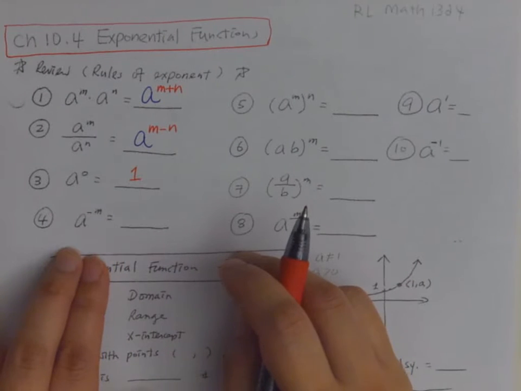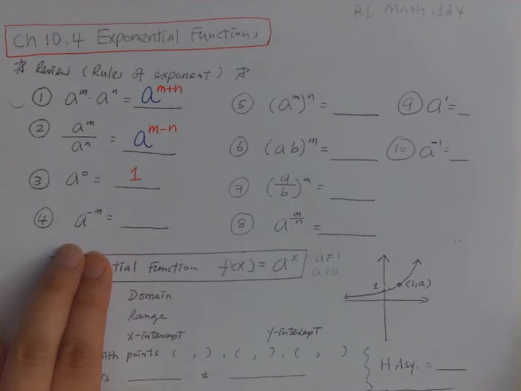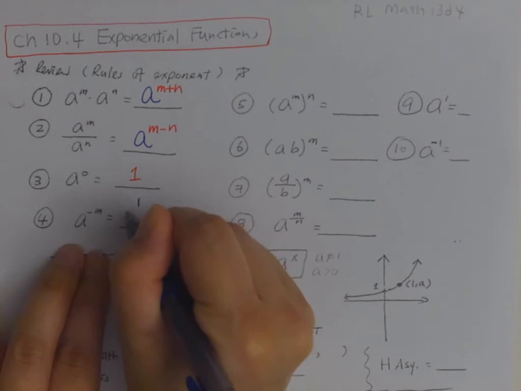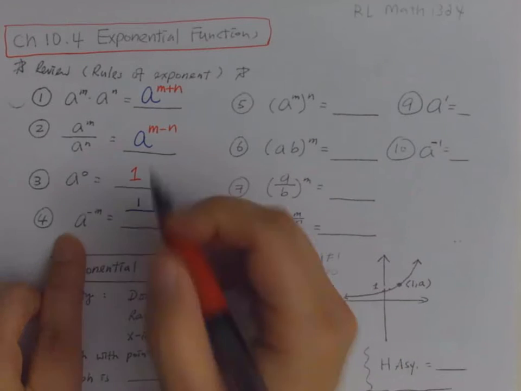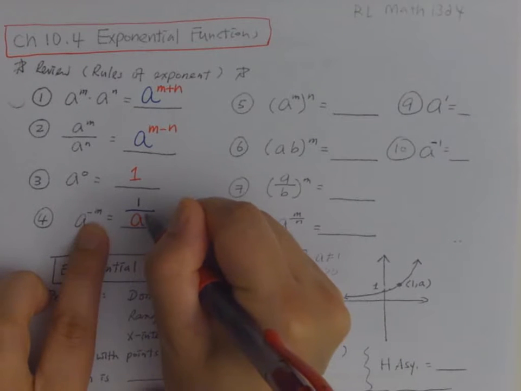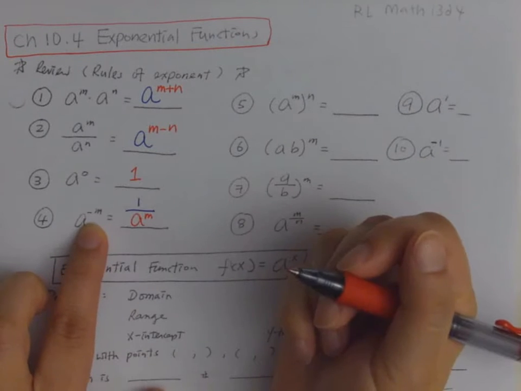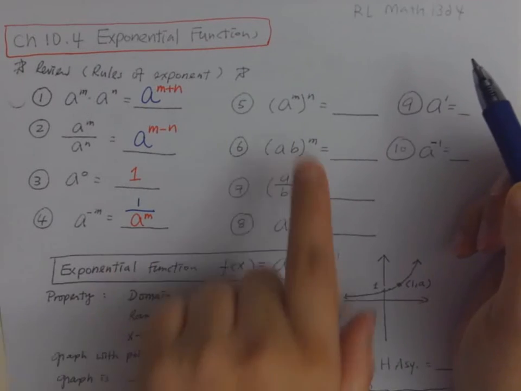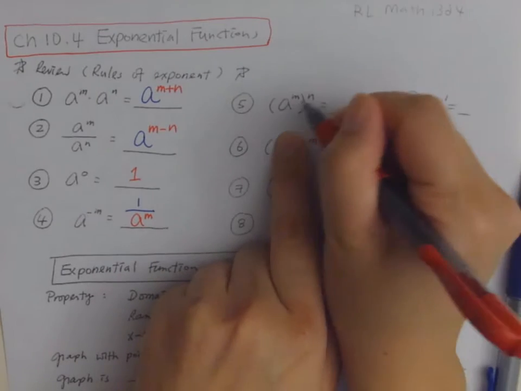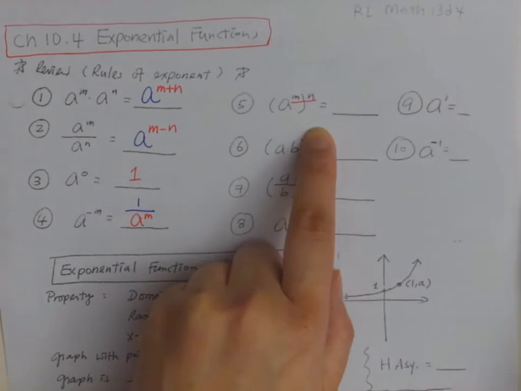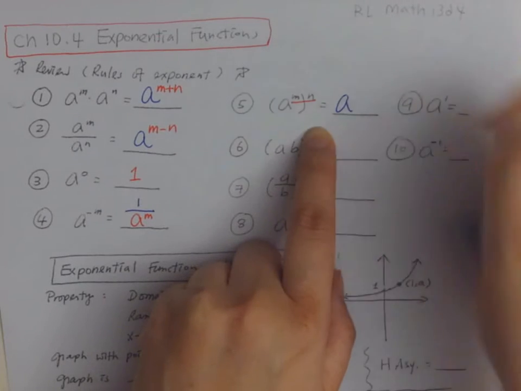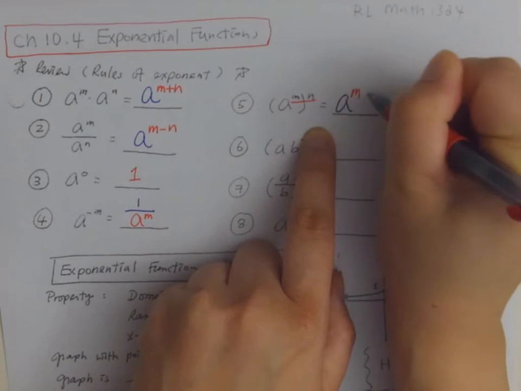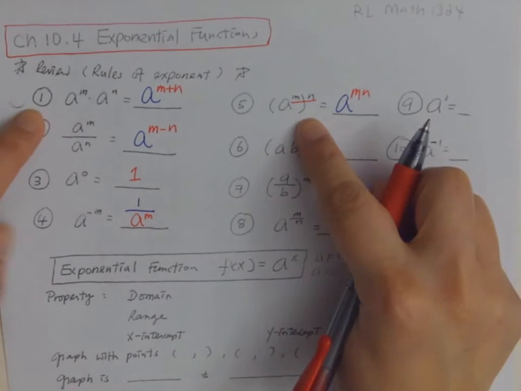And anything raised to the 0 power is going to be 1. And when you have a negative exponent, we need to rewrite that to become a positive exponent. We do what? We put 1 over, and then we write down what we have here, changing the negative to positive exponents, okay? And if you have power over power, like this, we're going to multiply the exponents together. So try to be careful not to mix these two up.